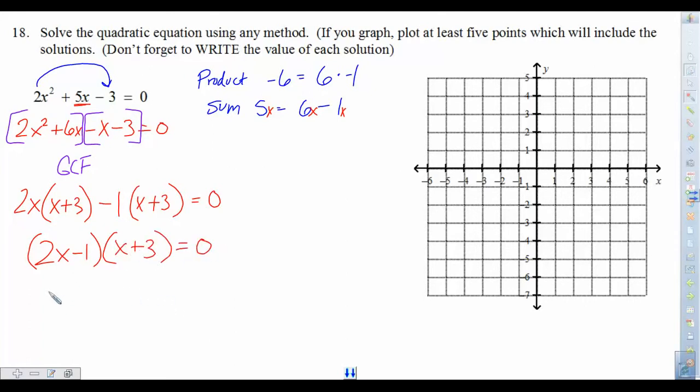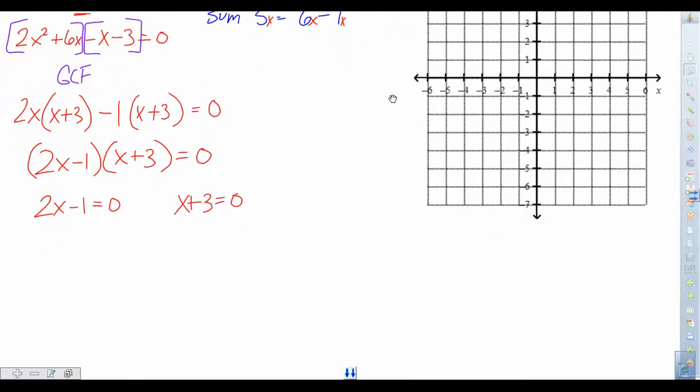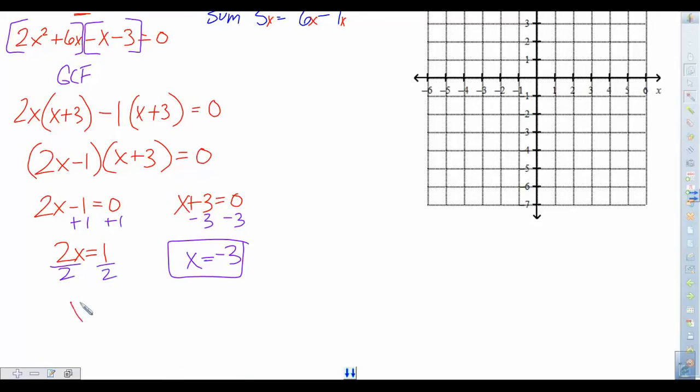Zero product property. I can say that 2x minus 1 could be 0, and then the other one, x plus 3, could be 0. Now the one on the left and the one on the right are pretty easy to solve. All we have to do there is simply subtract 3 and we're good to go, right? So then x would be equal to negative 3. There's one solution. The other one here is just a two-step algebra problem. Let's add 1, so then 2x equals 1. Divide by 2. And so here's our other answer, x equals 1/2. Okay, so those are two answers there, which we could easily check.